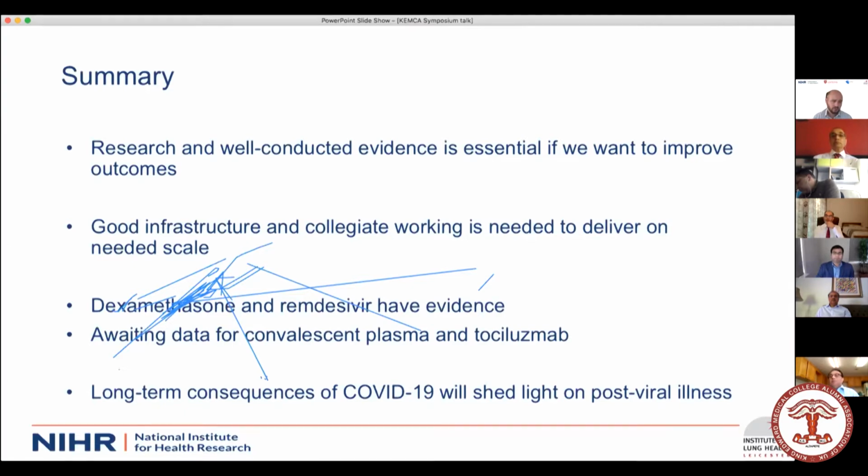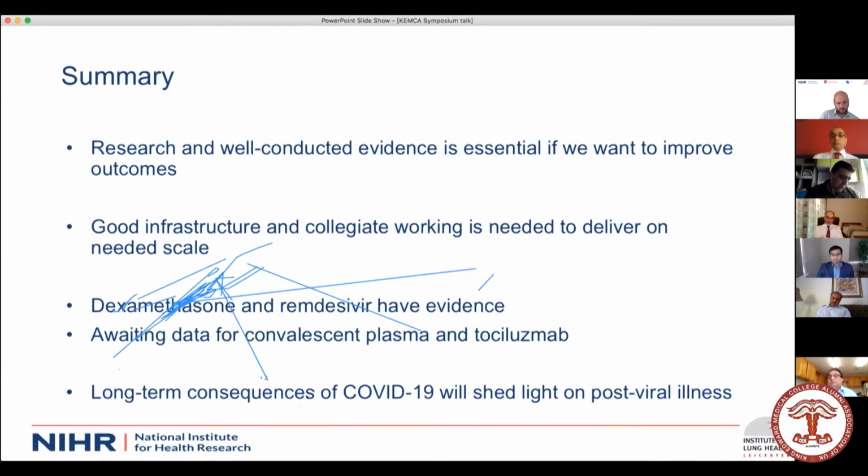You absolutely need great infrastructure and collegiate work. And that's something we've really learned. There's a lot of goodwill out there for the pandemic, but you've got to have it in a joined up way. If the United States had it together, they could have recruited the whole of the RECOVERY trial in a day. And they haven't. So we need to really deliver on these things.